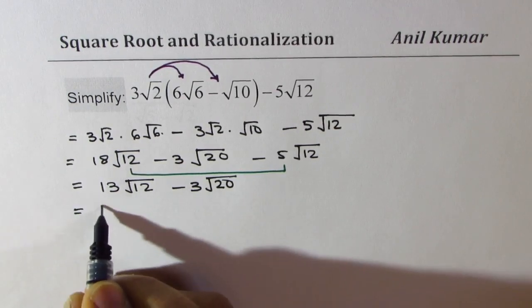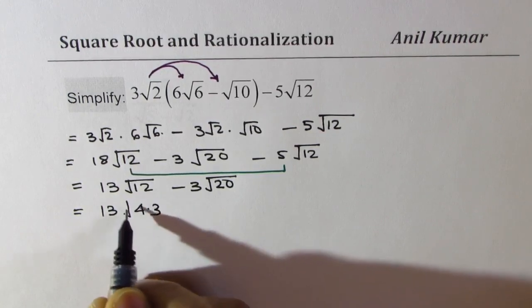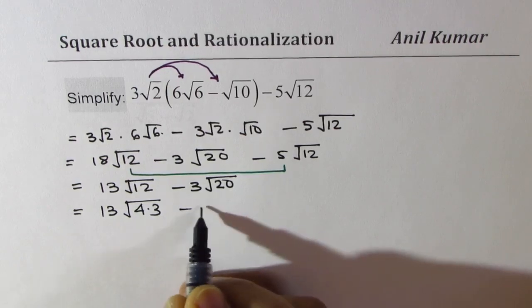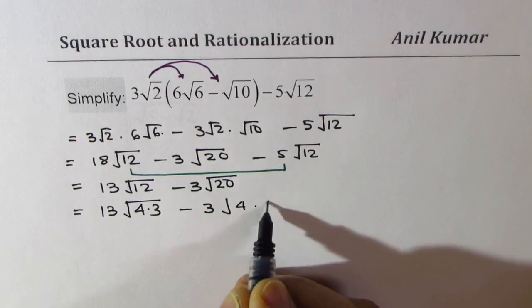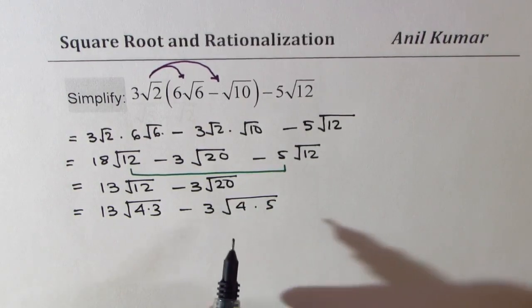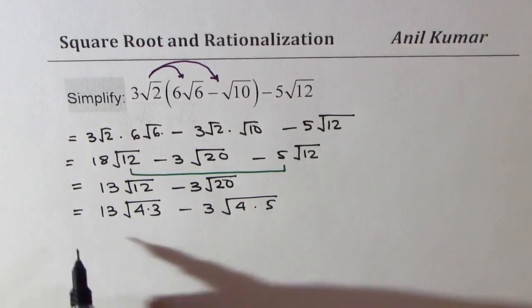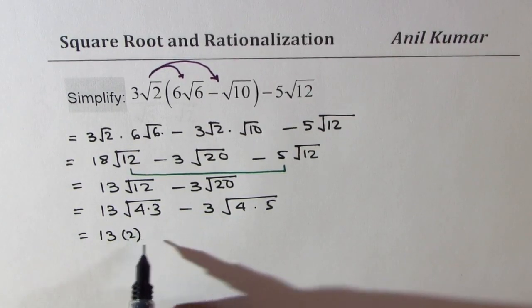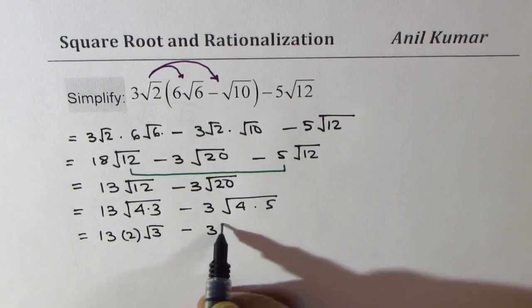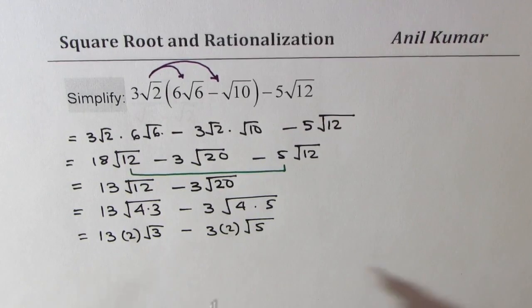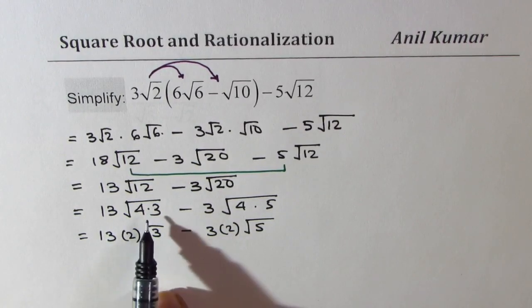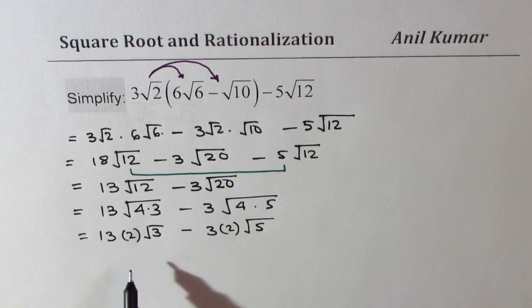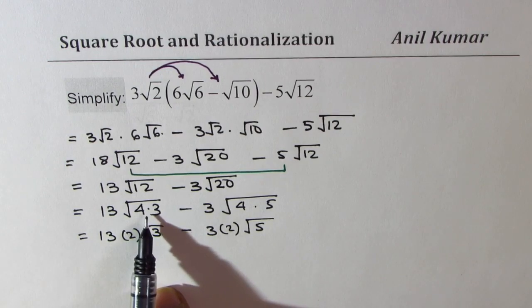12 could be written as 4 times 3. Correct? And this is not 4.3. This decimal here is times. It's not a decimal, right? So it is 3 times 4 times 5. I chose 4 since 4 is a perfect square and it could be written as 2 square, and therefore I could now write this as 13 times 2 and within square root 3 minus 3 times 2 within square root 5. So this is a better way of writing, because that decimal type of a multiplication sign sometimes confuses. But anyway, this is standard way of writing also.